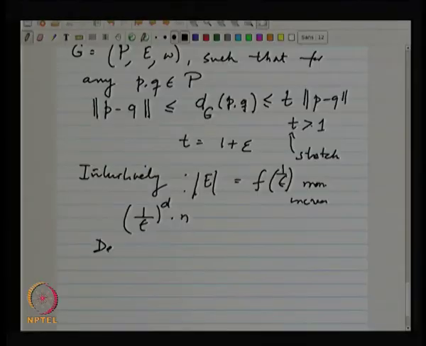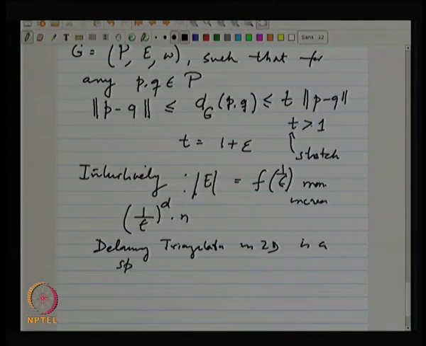It was a passing remark, noted without proof, of course. So, what kind of sparse graphs do you know about a point set that we have constructed? Yeah, right, very good. The Delaunay triangulation in 2D is a spanner with t less than 3. That is what is known.